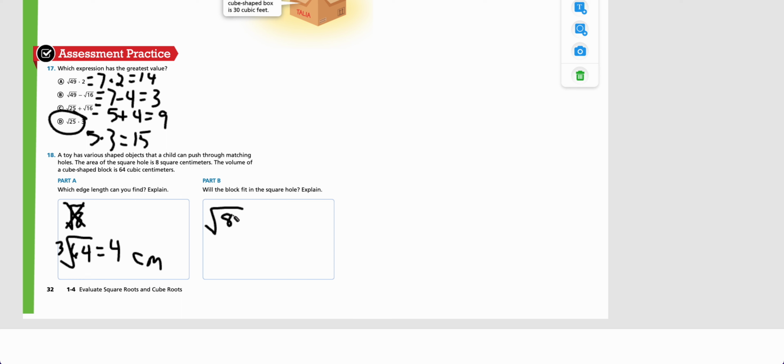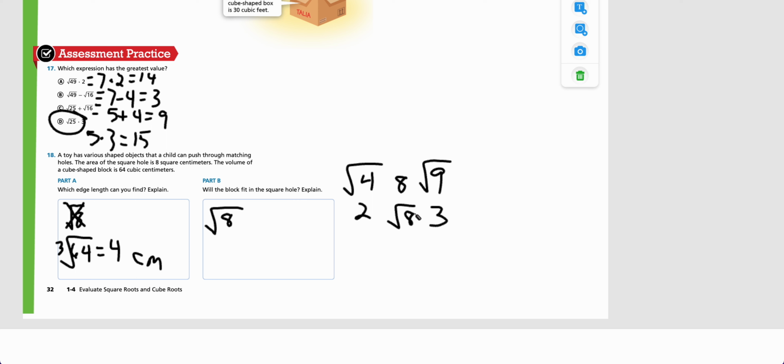What two perfect squares is it between? 8 is in between 4 and 9. When I take the square root of 4, that's 2. When I take the square root of 9, that's 3. So the square root of 8 is in between 2 and 3. So will the block fit through the square hole?